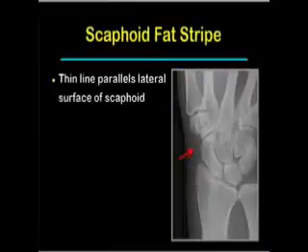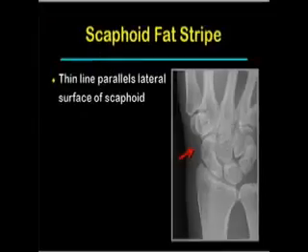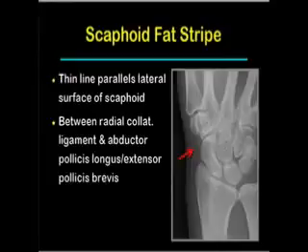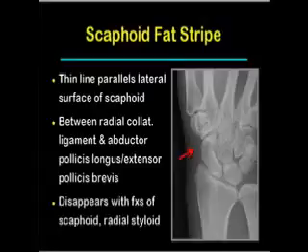The Scaphoid Fat Stripe is a thin, lucent line that parallels the lateral surface of the scaphoid, shown here by the red arrow. It is a lucency that occurs between the radial collateral ligament and the abductor pollicis longus and extensor pollicis brevis tendons. It may disappear with fractures of the scaphoid or with fractures of the radial styloid. However, it may also disappear normally due to positioning of the wrists, so it is a much less reliable fat plane indicating the presence of trauma.